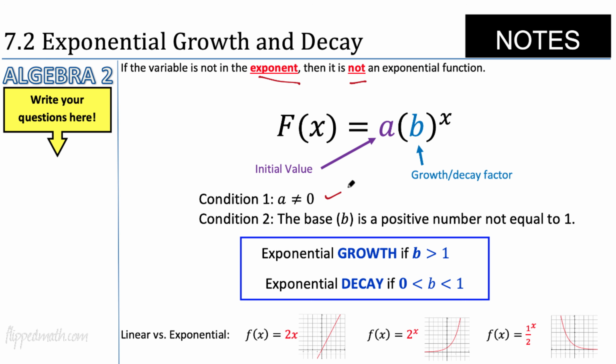Okay, so the first number that we have, we call the initial value, and that can't be 0. That's our first condition. And the number that's being raised to a power, that's called the growth factor or the decay factor. It's what you multiply by.